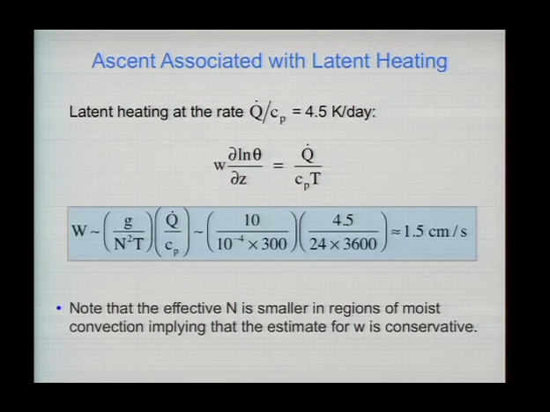Let's work out what W is, put some numbers in here. It's about 1.5 centimetres per second. And this is an underestimate because where it's convecting, the Brunt-Väisälä frequency will be smaller than I see here. It'll be more well mixed. So what have we got here?